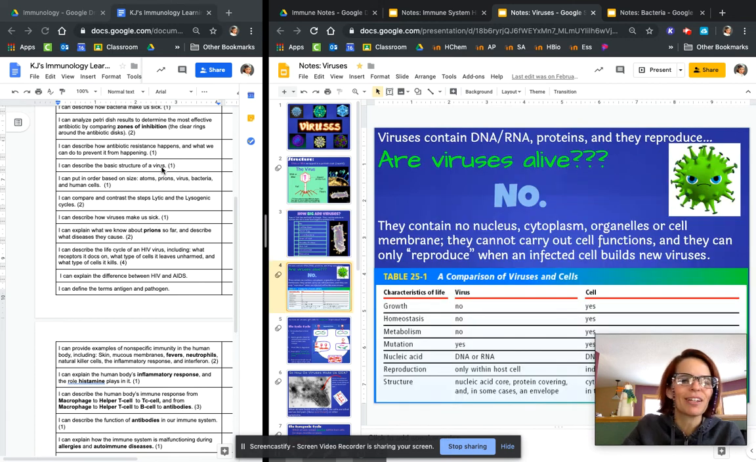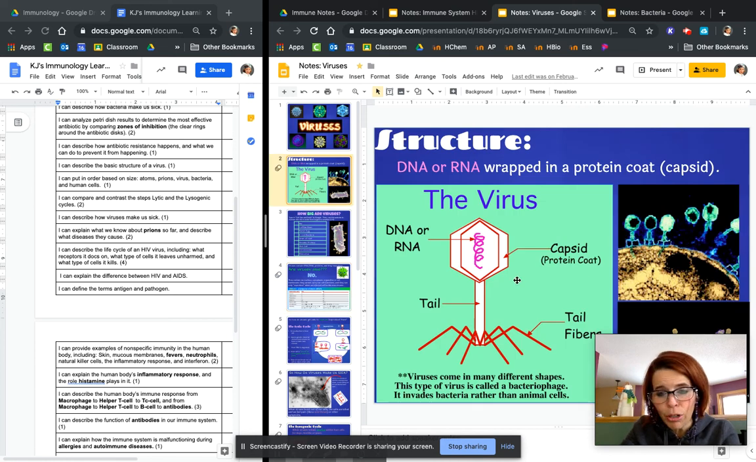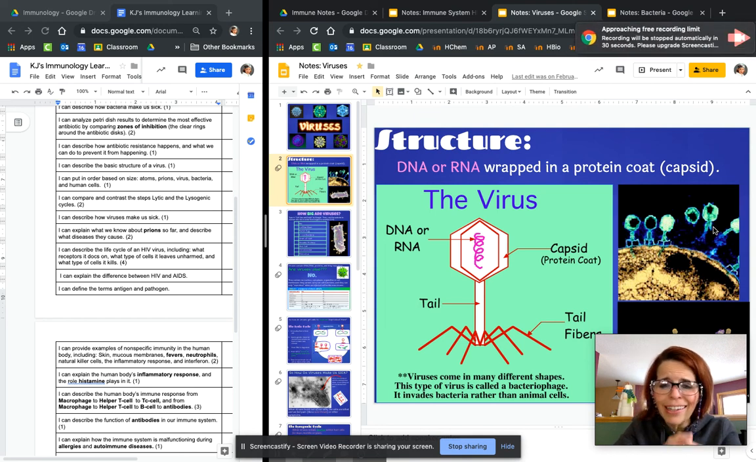I can describe the basic structure of a virus. So viruses quickly are just proteins wrapped around DNA or RNA. They are so incredibly small. So they're not even the size of a cell. So this picture here shows viruses sitting on a bacteria. So that shows you how incredibly tiny they are compared to a bacteria.